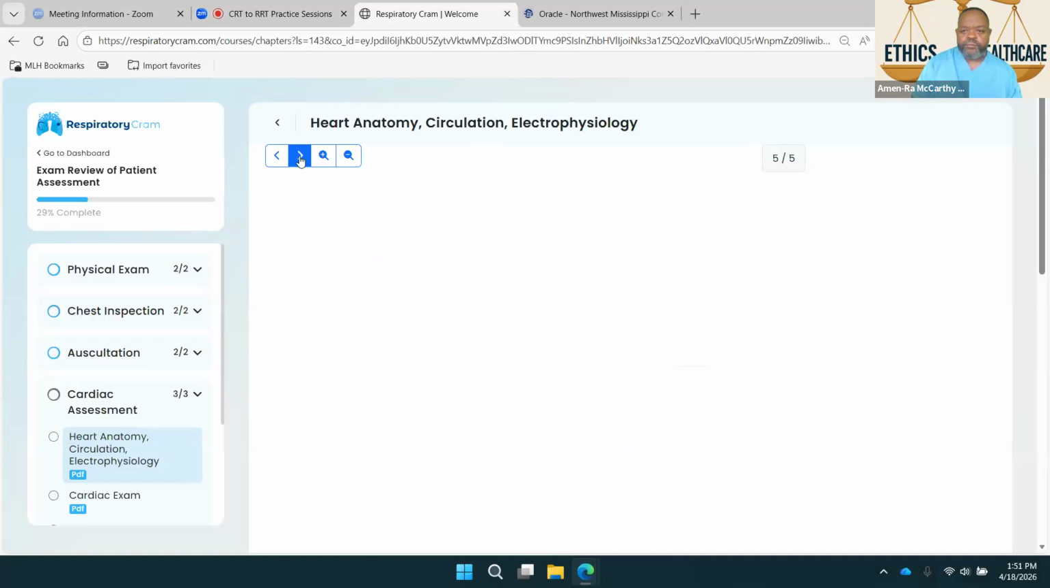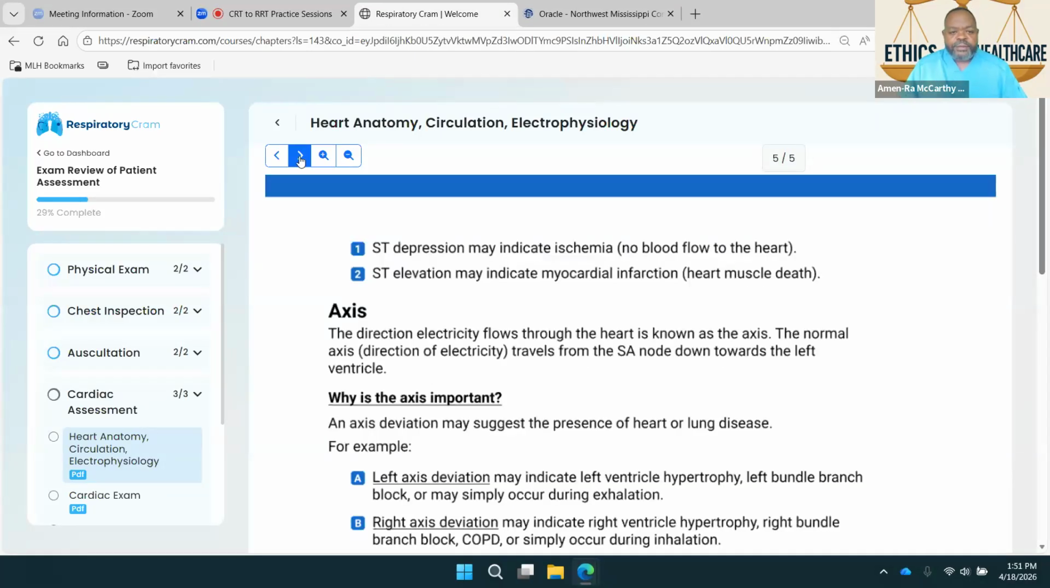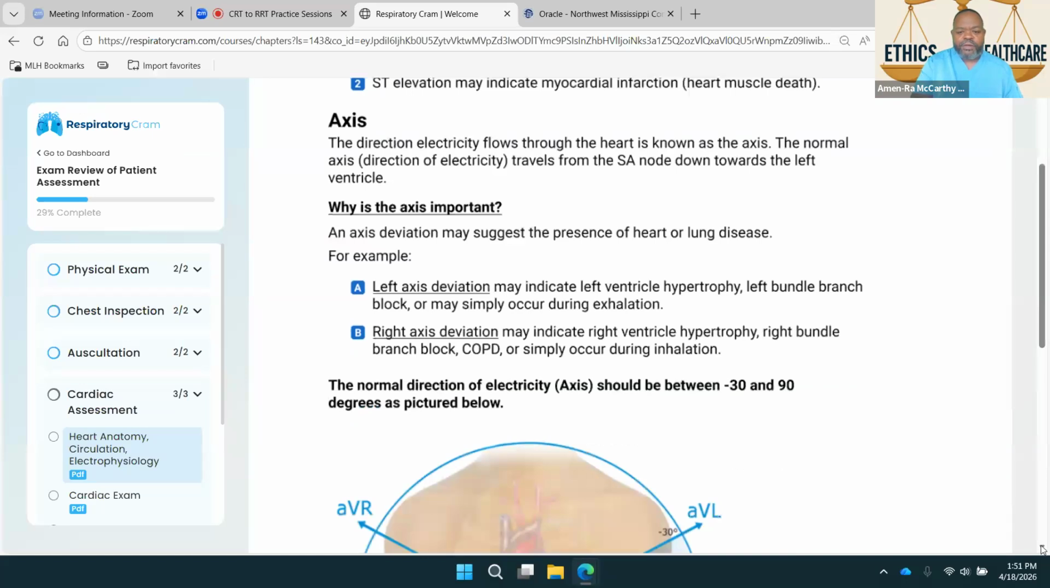All right. Last one on this one. So we talked about ST depression and all that. Okay, axis. Not going to see a whole lot of questions on axis, but they do throw it in here because you just never know.